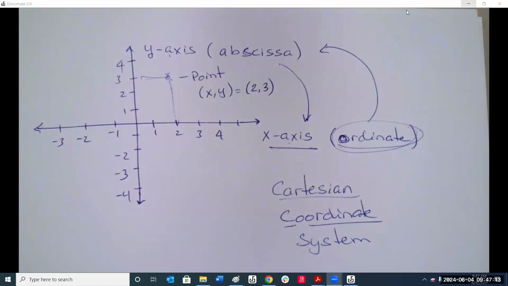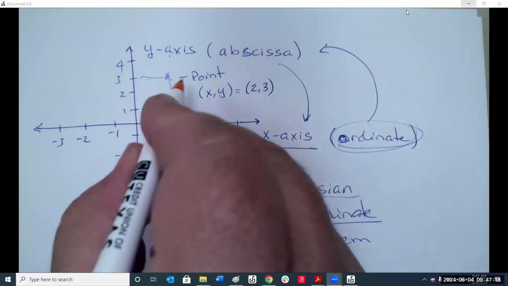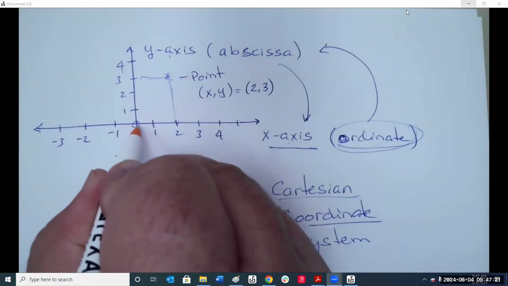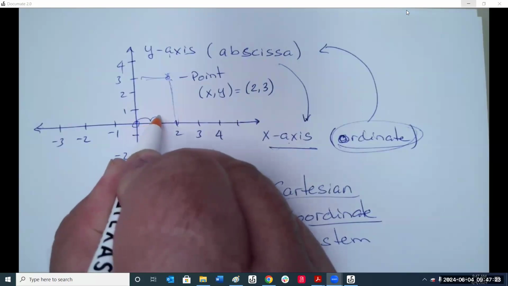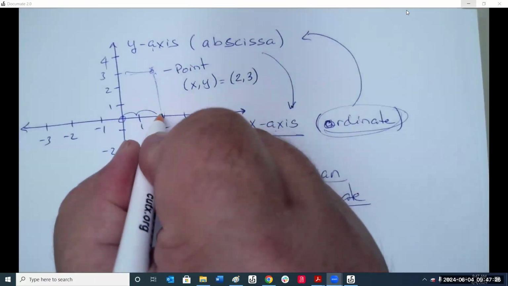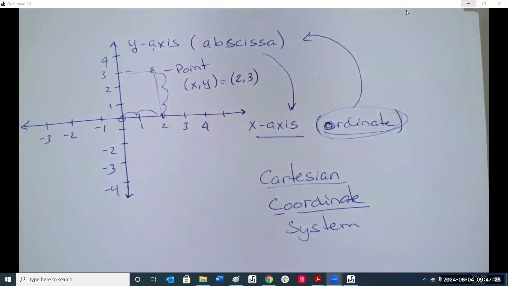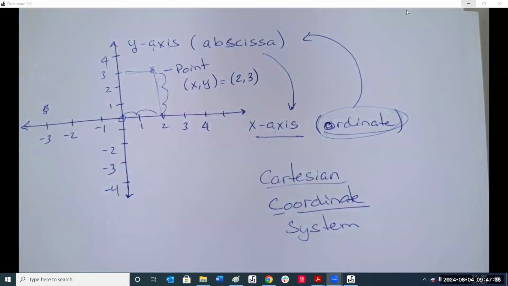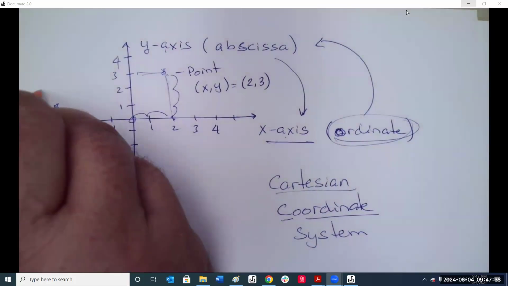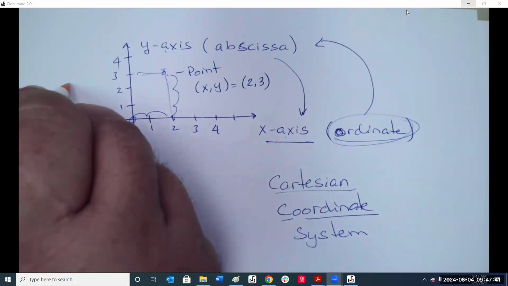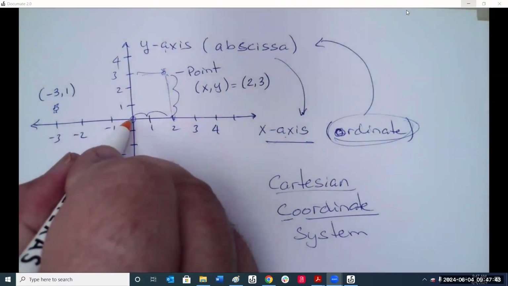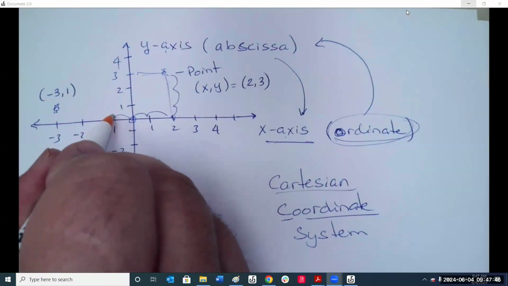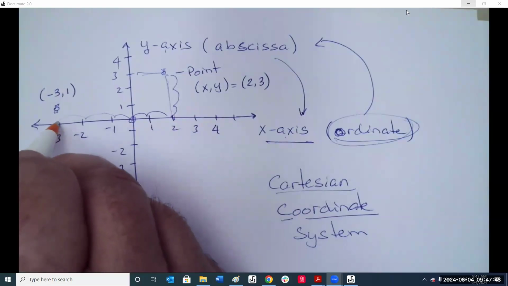So he would say that the spider is in coordinate (2, 3). Well, how come it's (2, 3)? Because you start off here at the beginning, you go 2, it's positive, you go to the right, and then you go up 3. Because it's positive. If the spider was over here, what would be its coordinate? Right. (-3, 1). So you start from the beginning, go -3, left 3, and up 1.